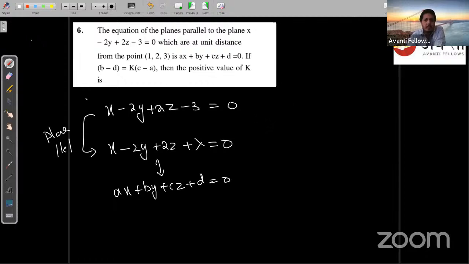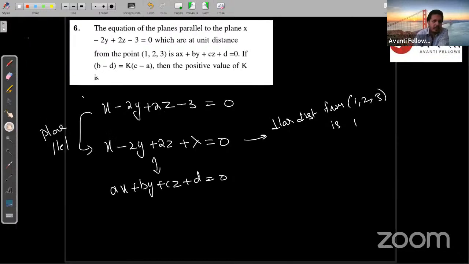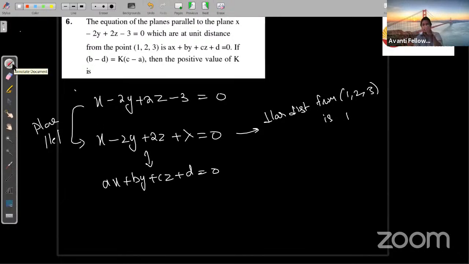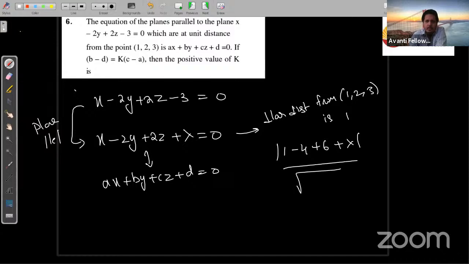So what he has given to us is the perpendicular distance to this plane from the point (1, 2, 3) is at a unit distance. Unit means 1, right? So let us find the perpendicular distance, guys. I hope everyone knows this one, right? Modulus of ax1 plus by1 plus cz1 plus d divided by root over a square plus b square plus c square, where you just have to substitute your point. So it is modulus of 1 minus 4 plus 6 plus lambda divided by root over 1 plus 4 plus 4, is equal to 1, he has given, right?